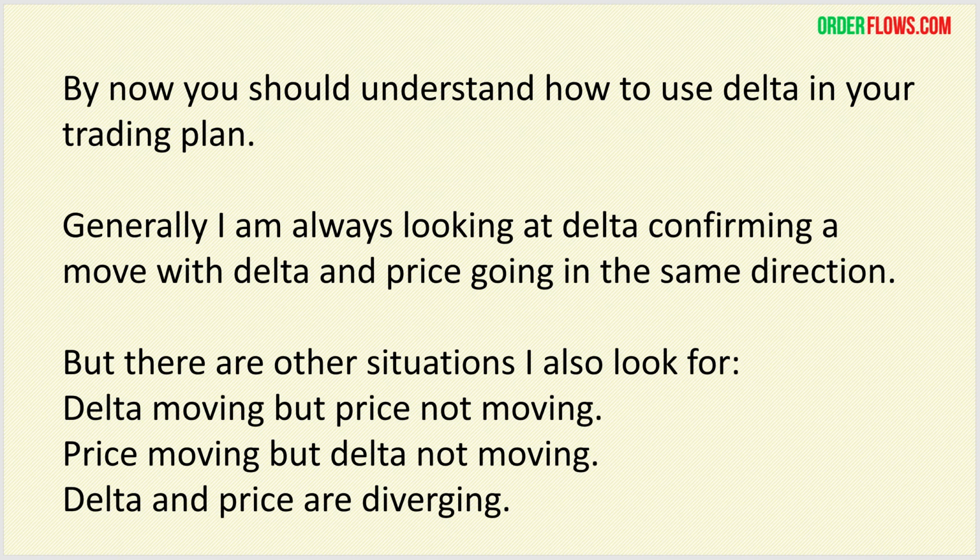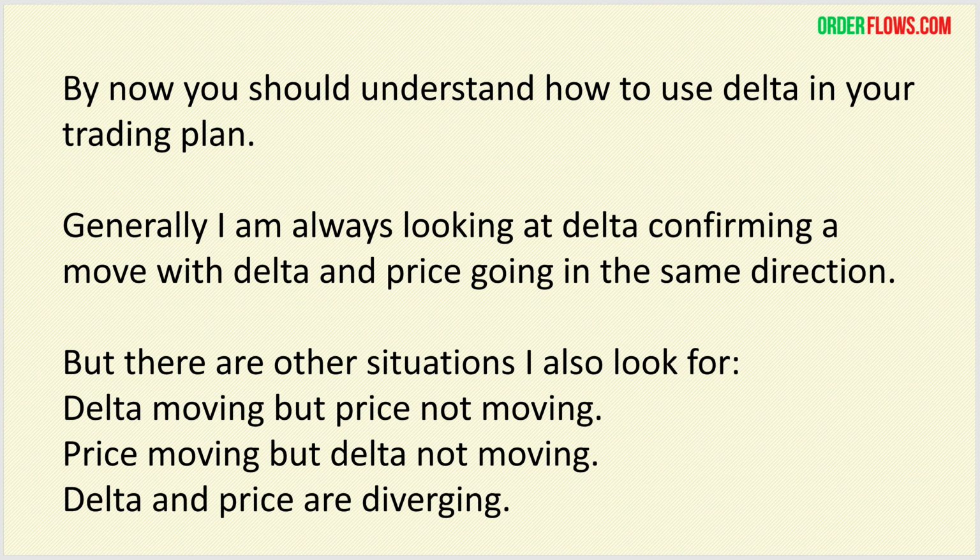Alrighty, so by now you should understand how to use Delta in your trading plan, and you should be understanding how to analyze the Delta. That's the important thing, being able to look at a chart and see the Delta and make a decision based off of it. Generally with me, I'm always looking at Delta confirming a move, with Delta and price going in the same direction. Now, that doesn't mean that it's always going to be going in the same direction, because there are other situations that I also look for. I look at Delta moving but price not moving, or price moving but Delta not moving, and I look at instances where Delta and price are diverging.